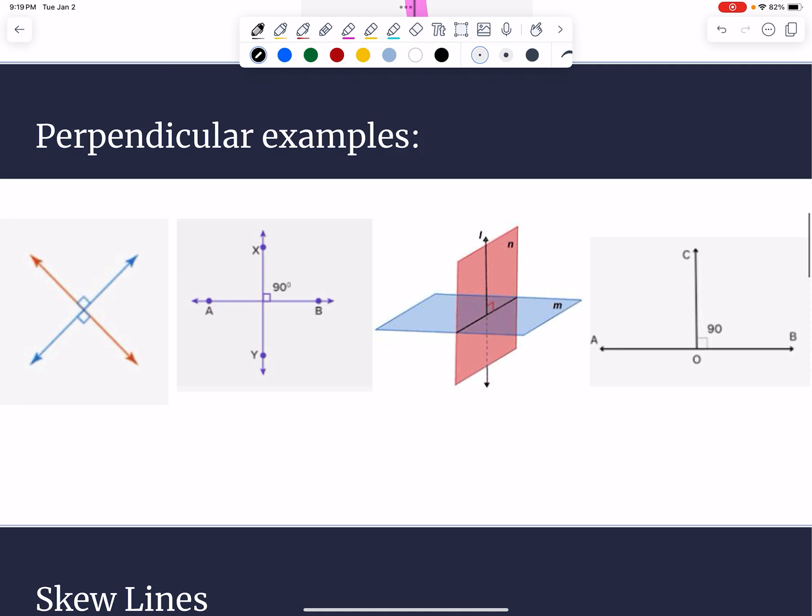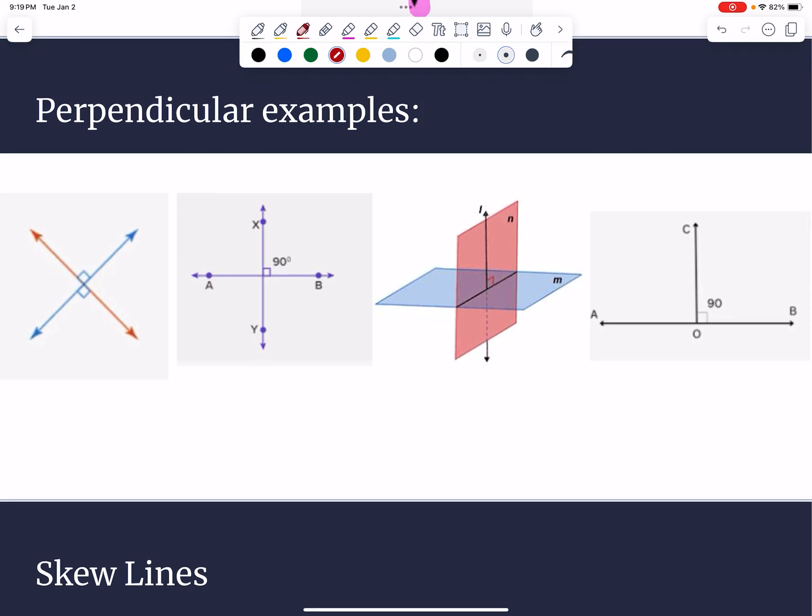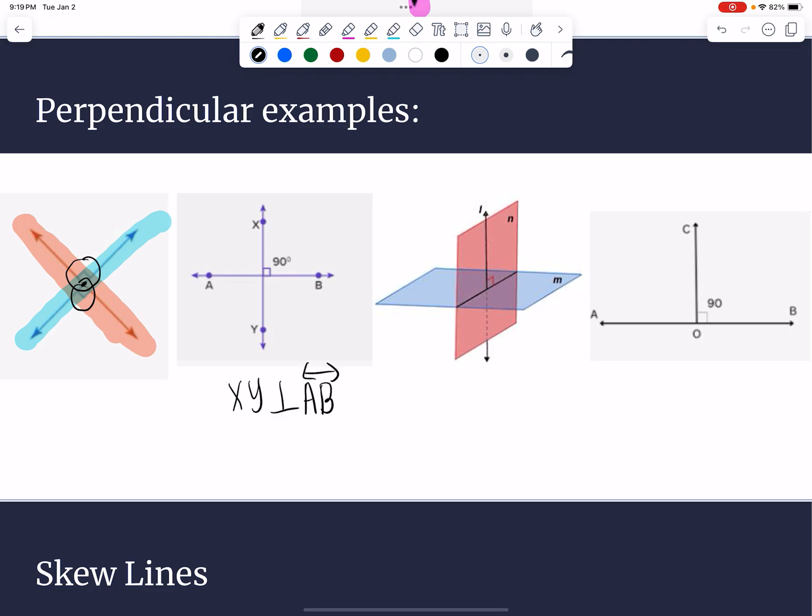So let's look at some perpendicular examples. This red line, let me see if I can highlight. This red line right here is perpendicular to this blue line. How do I know? Because it has those markings where they cross. They cross at 90 degrees. Okay. These next two lines, XY would be perpendicular to AB. XY is perpendicular to AB. How do I know that? Because of that 90-degree marking right there. Those cross, and they cross each other at 90.